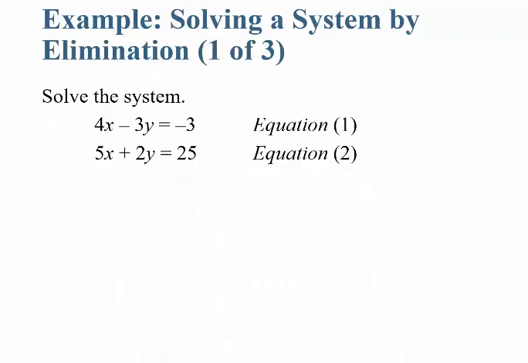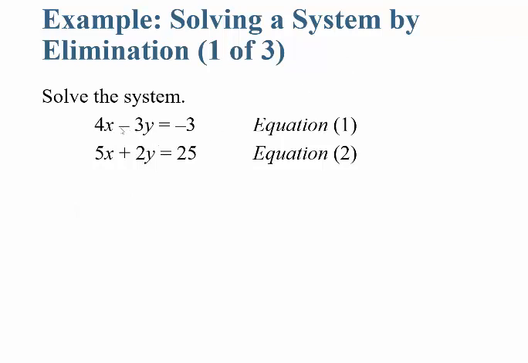Okay, so let's solve this system. Notice here I've got 4x minus 3y is equal to minus 3, and 5x plus 2y is equal to 25. Notice when you add down, none of the variables will cancel out. So what you're going to have to do is a little algebra.